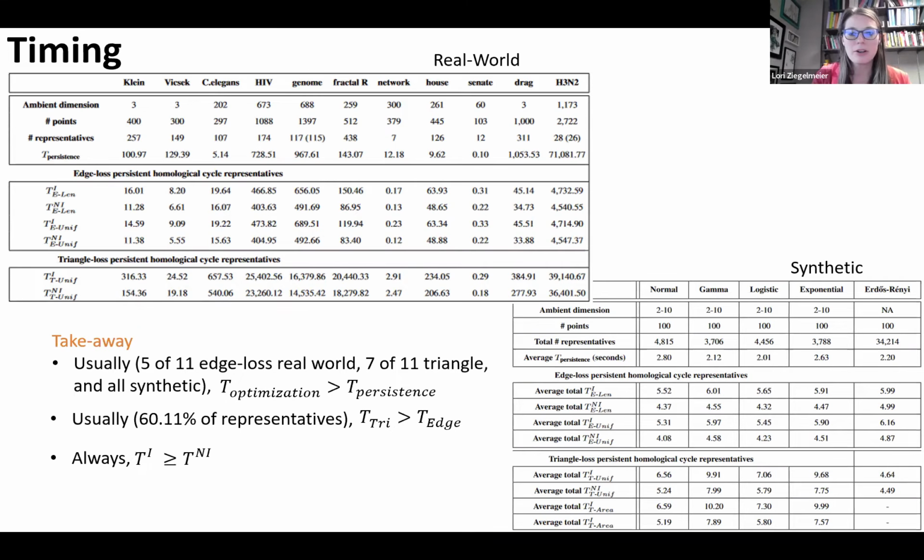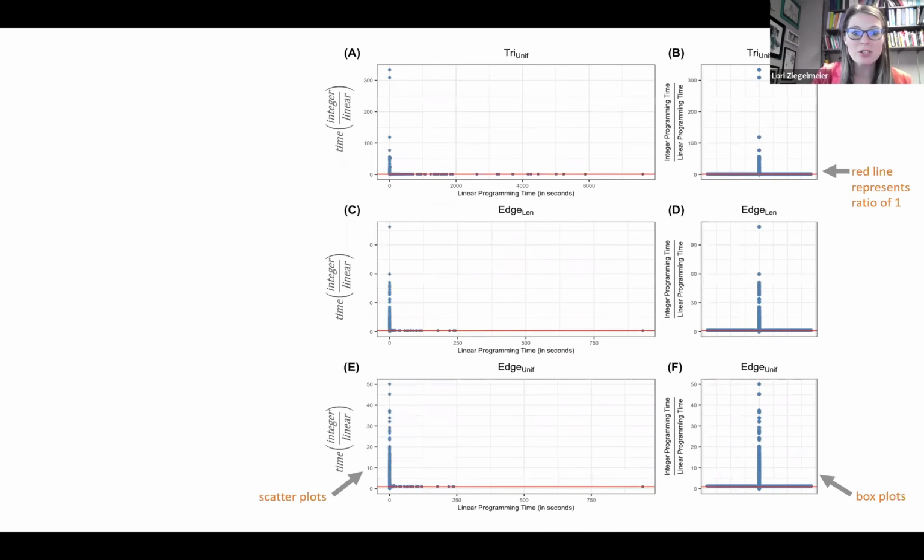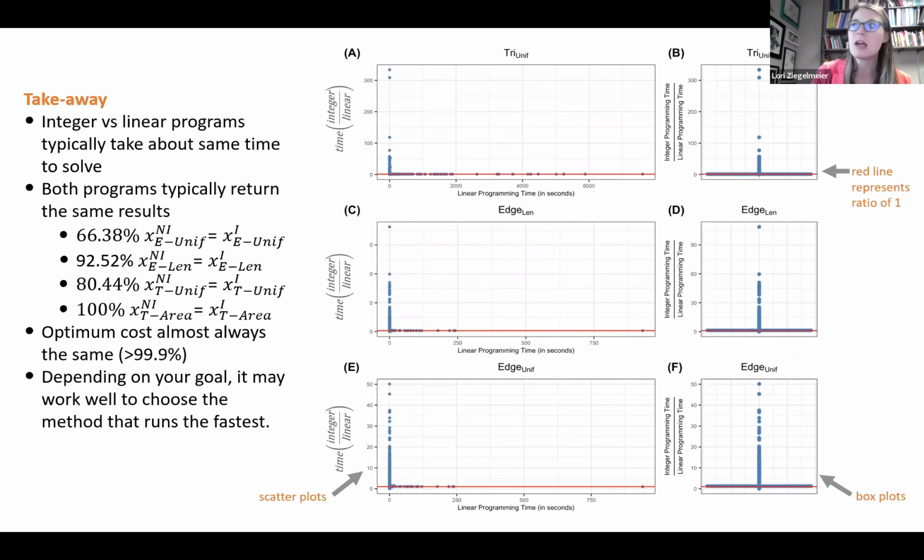Something else to consider is that the integer programs always took longer than the non-integer programs. This is not surprising, but what is surprising is that these are actually on the same order of magnitude. And essentially, if you look at the ratio of these, most of the time it takes about the same time to minimize the integer program as the non-integer program. The only time it is very different is when the linear programming problem solves super fast. But both of these give pretty consistent results.